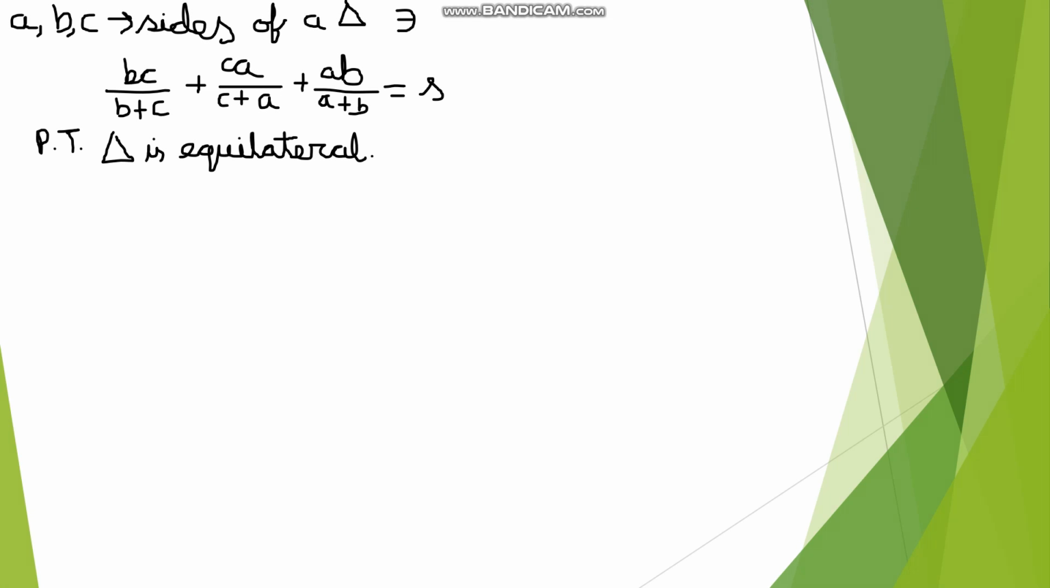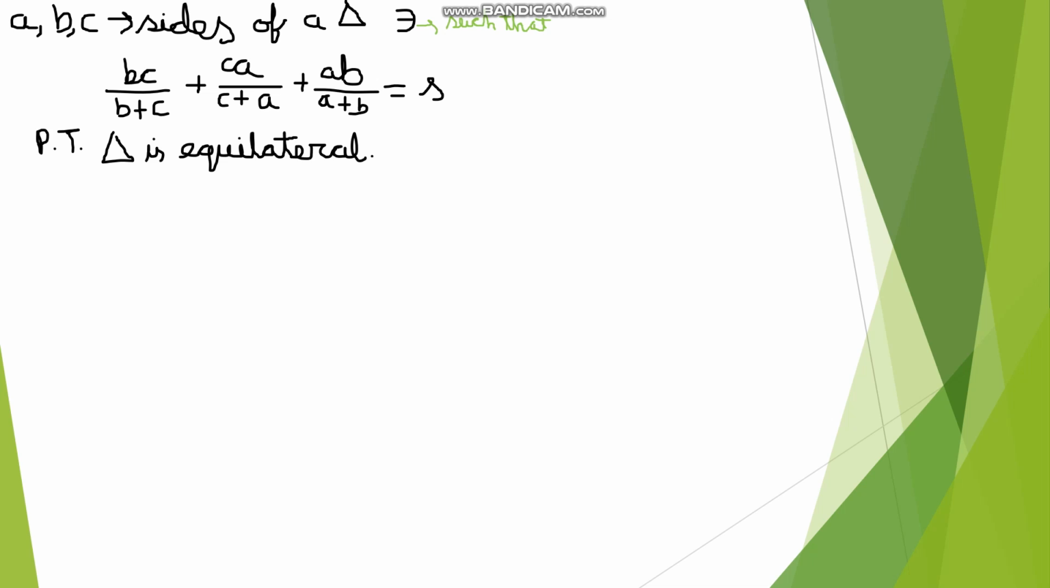This is the next question. Let A, B, C be the sides of a triangle. Then BC by B plus C, CA by C plus A, AB by A plus B is equal to S. Prove that it is an equilateral triangle.